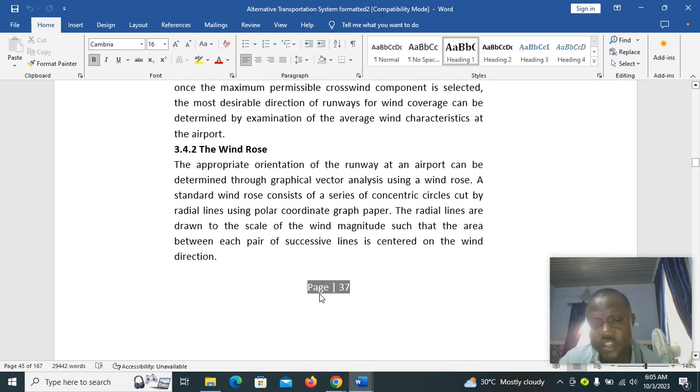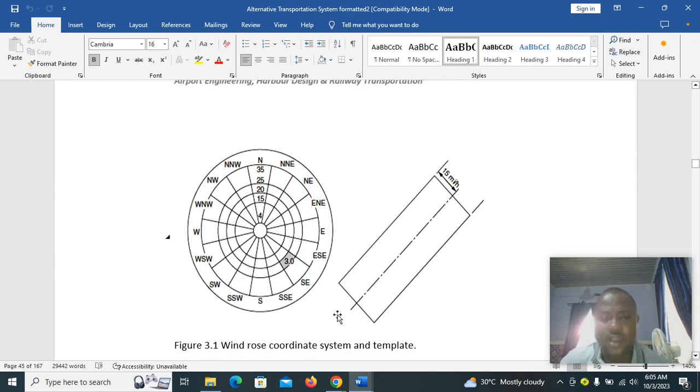The appropriate orientation of a runway at an airport can be determined through graphic vector analysis using a wind rose. A standard wind rose consists of a series of concentric circles cut by radial lines, using polar coordinate graph paper. So we plot a wind rose. It has concentric circles, and let's look at it here. We have an example of a wind rose.